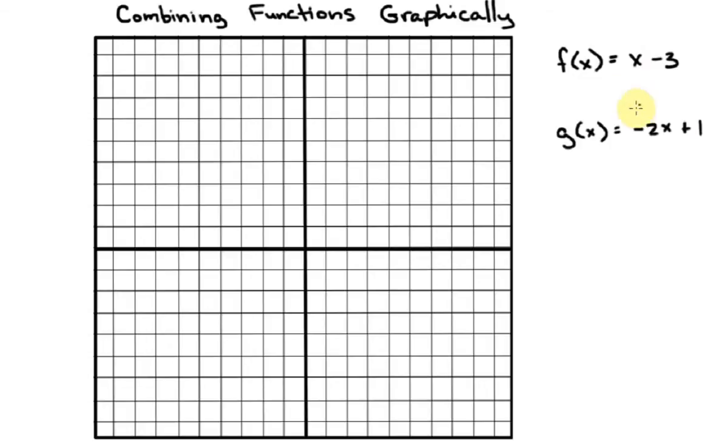You can see they're both lines. The first one has a y-intercept at -3. So there we go with -3. And it has a slope of 1. So it means over 1 and up 1.